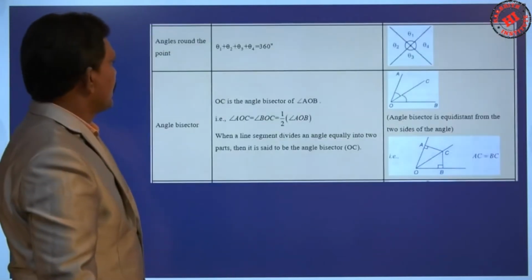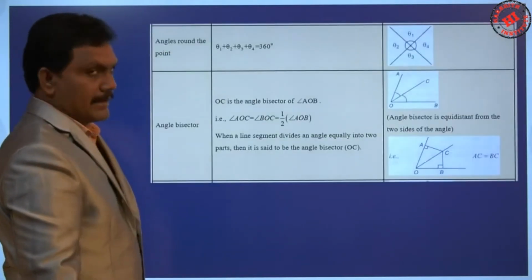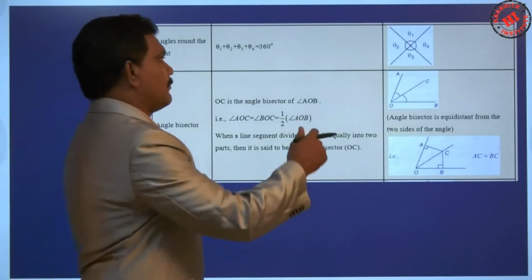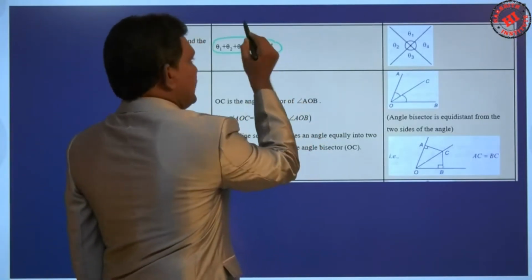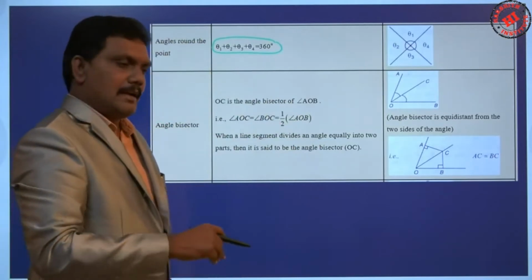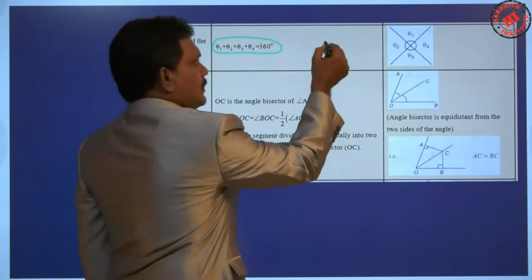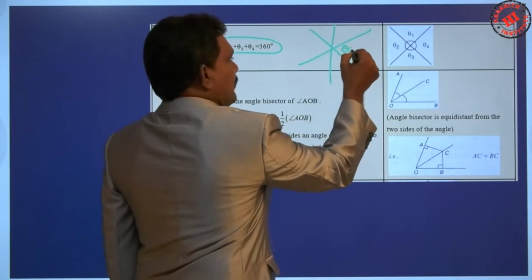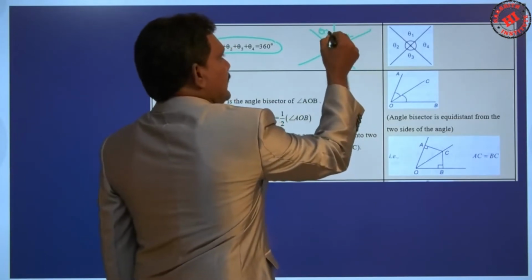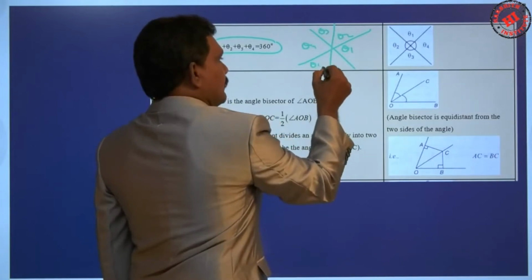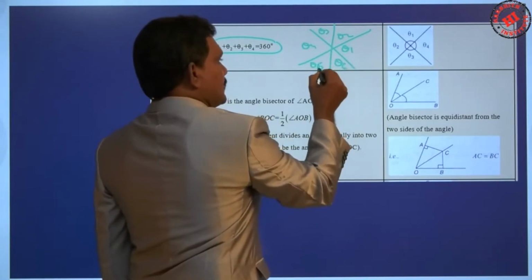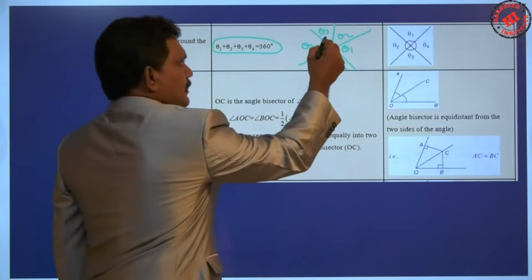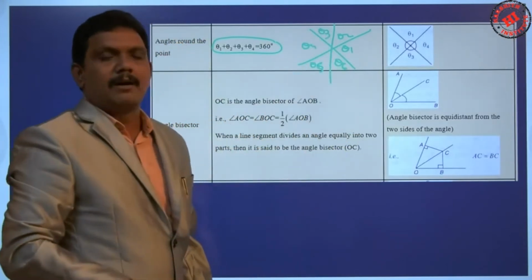Next point. Angles around the point is 360 degrees. Sum of all angles around the point is 360 degrees. Let's say 2 or 3 straight lines intersect at a point. Here, theta 1, theta 2, theta 3, theta 4, theta 5 and theta 6. Right, dear students?